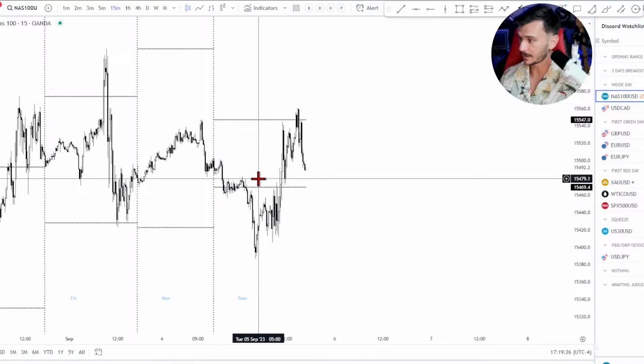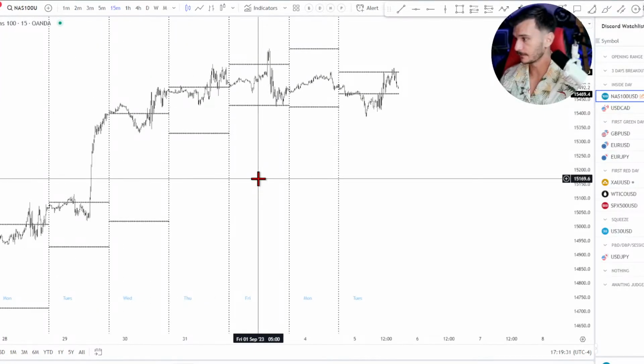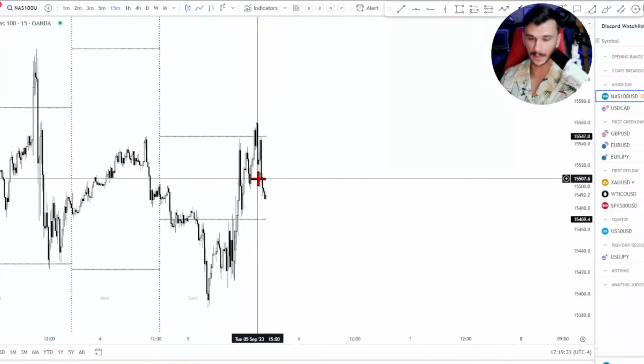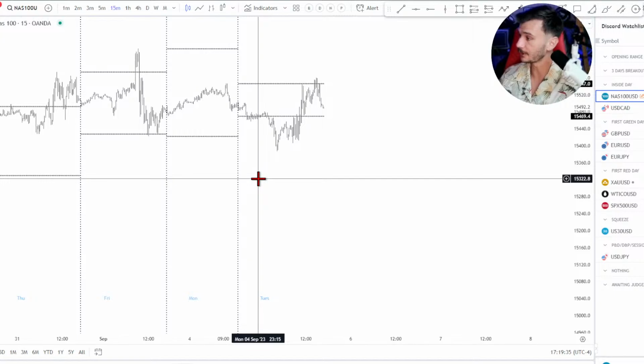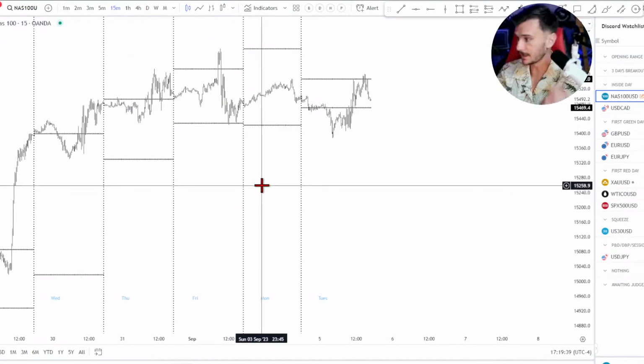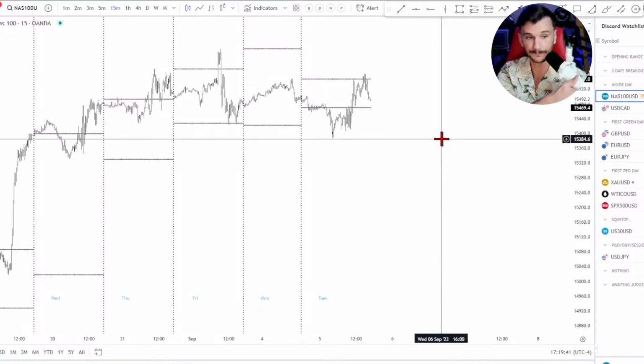I don't know how to get the pips of profit indicator in my TradingView. You just go to Discord and click on the link, then add to your favorites and then add to your chart. Okay, let's get into it. Yes, via Discord.